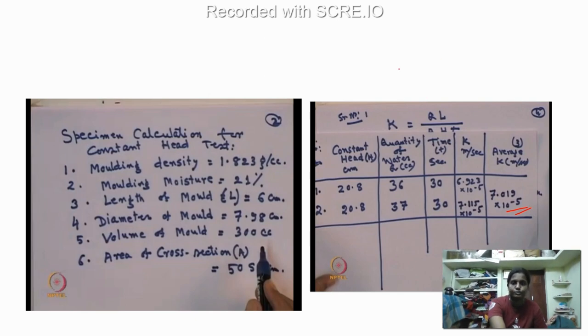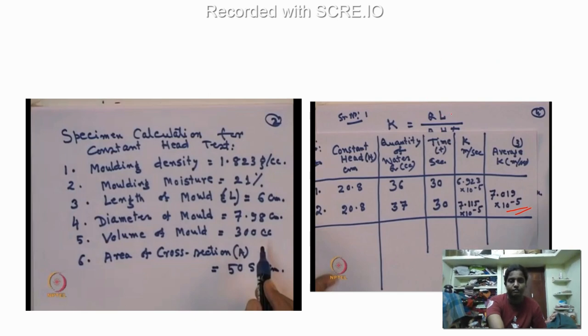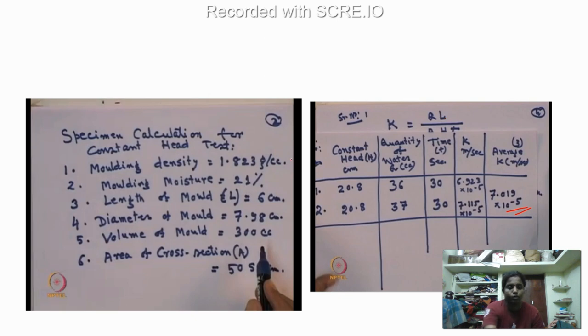Fine. So it's a direct substitution. Whatever we have, we note down the time taken, the length of the sample, the head causing the flow, how much water we are collecting, and the area of the sample. That gives you the permeability in meter per second.